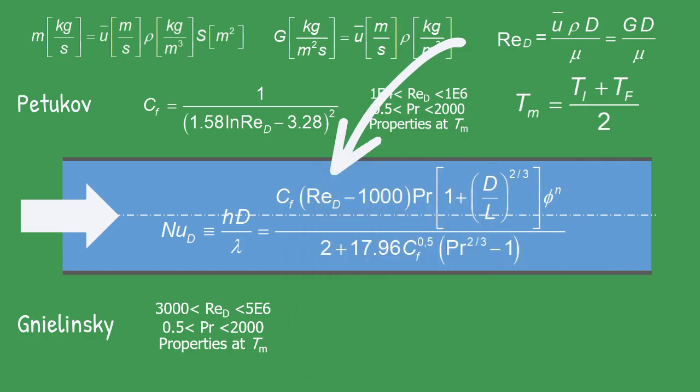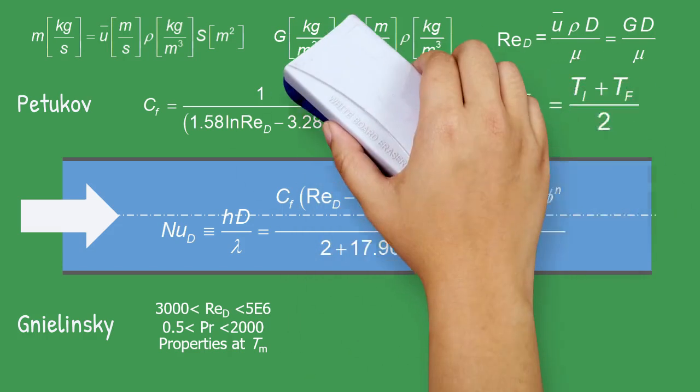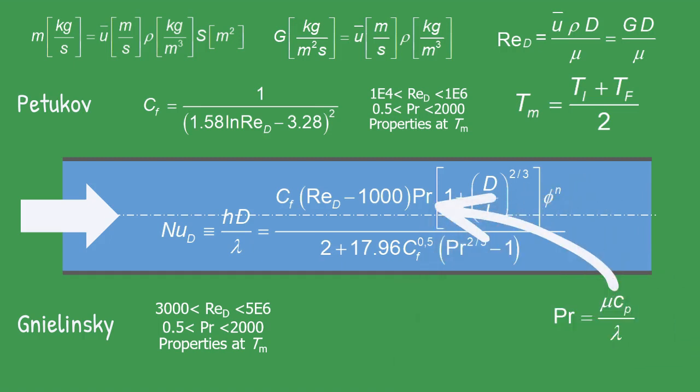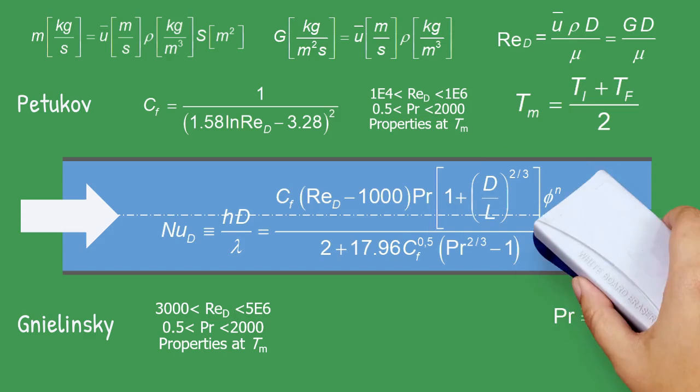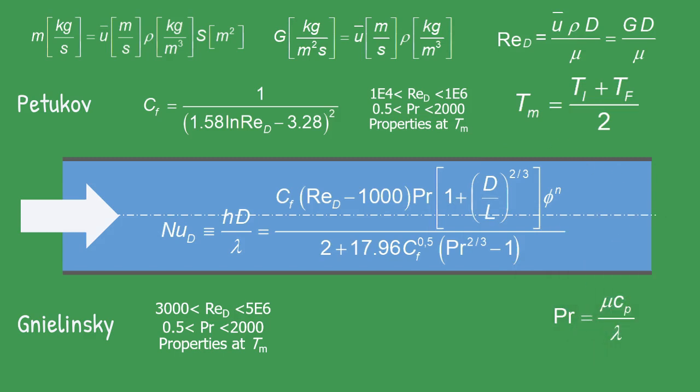It also depends on the Reynolds number, which includes velocity, density, and viscosity, and the Prandtl number, which includes viscosity, specific heat, and thermal conductivity. We thus see, as said in the lesson of Introduction to Convection, that the convection coefficient basically depends on the fluid velocity and its properties.